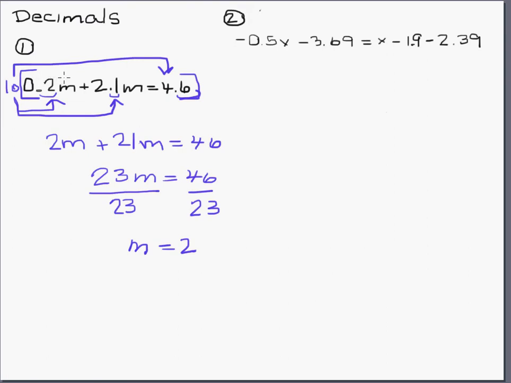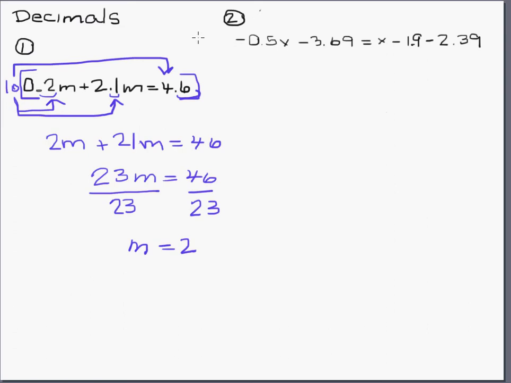And so we can do that for all kinds of problems, and problems with different numbers of decimal places. Here we have one decimal place at negative 0.5x. Here we have two decimal places at negative 3.69. Here we have no decimal places, and one decimal place with negative 1.9, and two decimal places with negative 2.39.